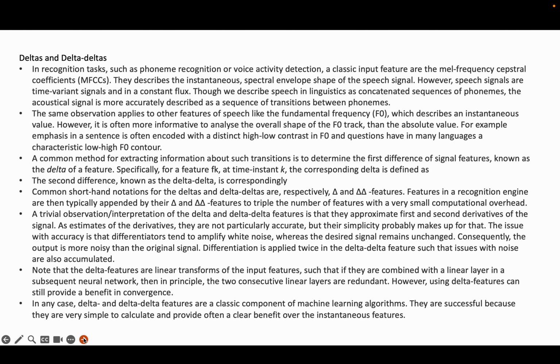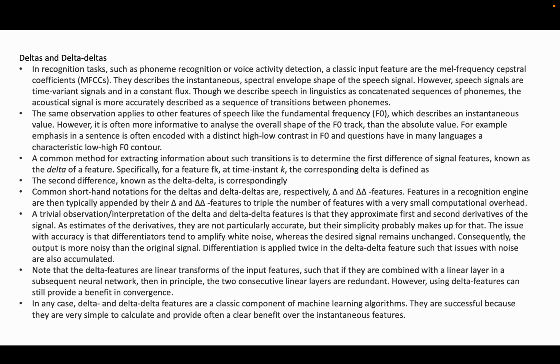So when you have recognition tasks like phoneme recognition or voice activity detection, one of the classic input features are the MFCCs. And they describe the instantaneous spectral envelope shape of the speech signal. But speech signals are time variant, and they are constantly changing. So though we describe speech in linguistics as concatenated sequences of phonemes, the acoustic signal is actually much more accurately described as a sequence of transitions between phonemes.